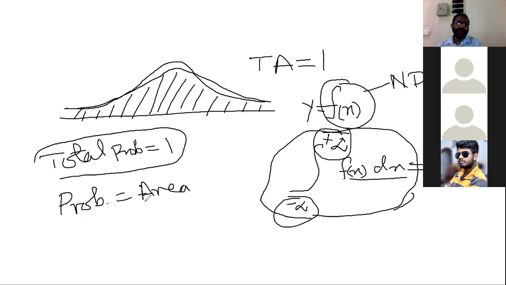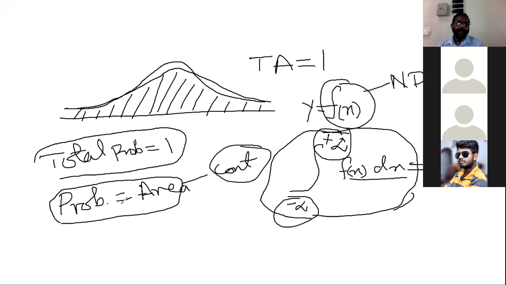Probability is given in terms of area. So that is more important. In continuous data, the probability has been defined by the area. So that is the most important message: the probability is equal to area, where in continuous data, when we calculate the area, that is giving the probability.